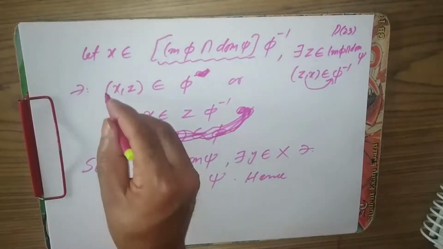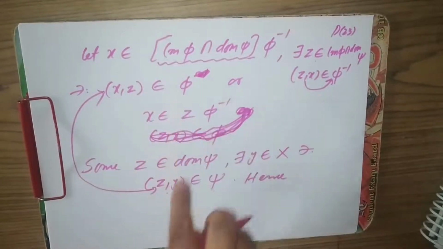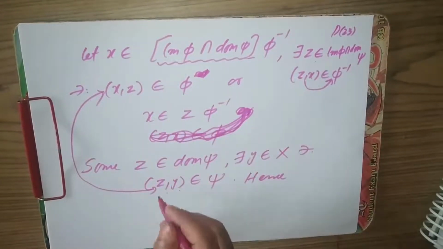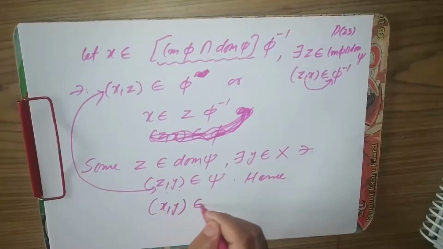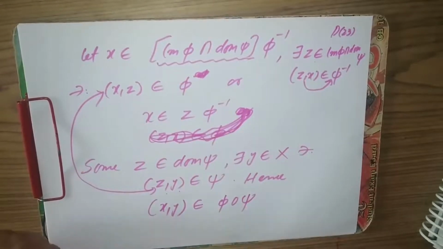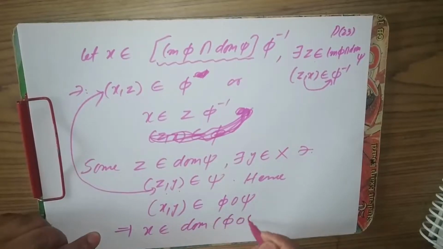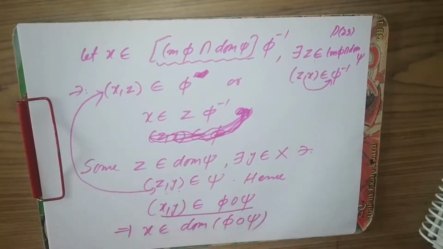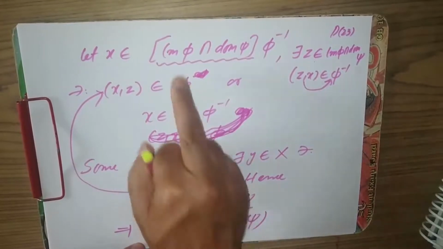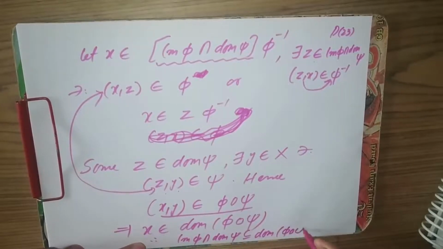So these two, combine these two here. Now apply the definition of composition. (x, z) is in phi, (z, y) is in psi, which implies (x, y) is in phi composition psi, and that implies x belongs to the domain of phi composition psi. That's the definition again. So therefore this image is a subset of the domain of phi composition psi. Therefore image of phi intersection domain of psi is a subset of domain of phi composition psi.